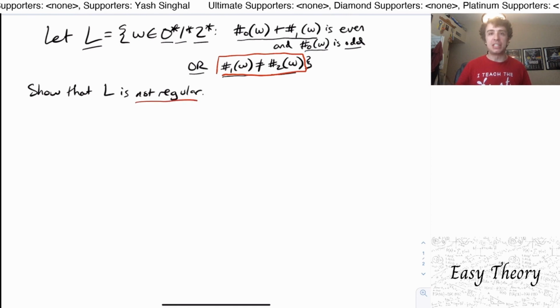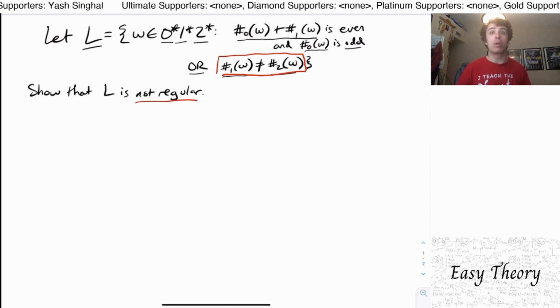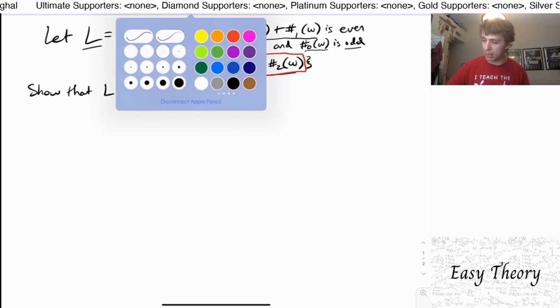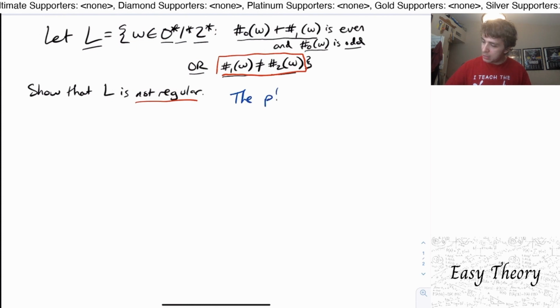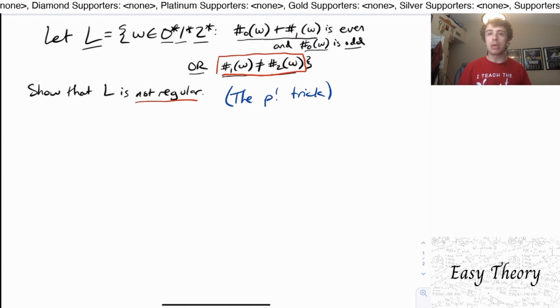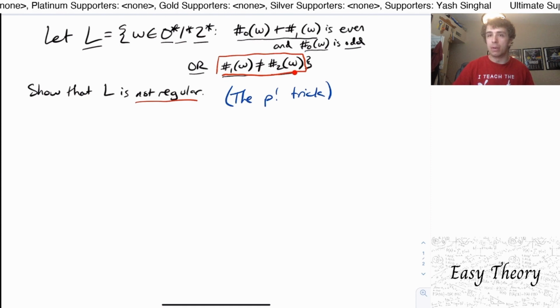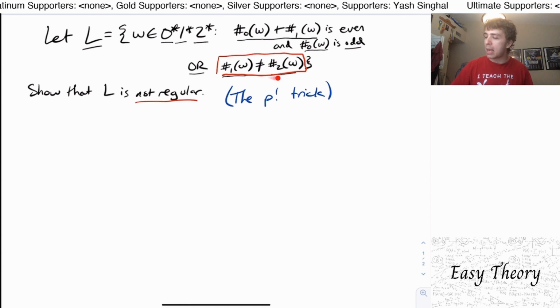And if you use a standard pumping lemma style argument, yeah, you can show that this language is not regular. But what we're going to do is use an advanced technique called the P factorial trick. So what is this trick here? We're going to exploit P factorial to arrive at a string that initially had the number of ones being different than the number of twos, and we will pick a value i such that the resulting string has an equal number of ones and twos, and so we will leave the language in that case.